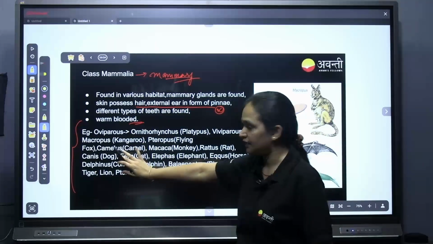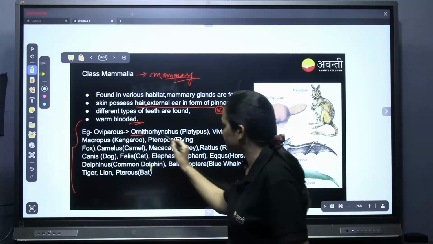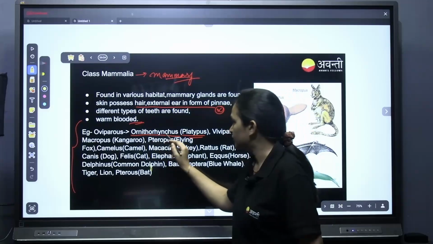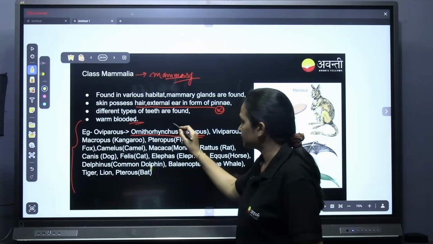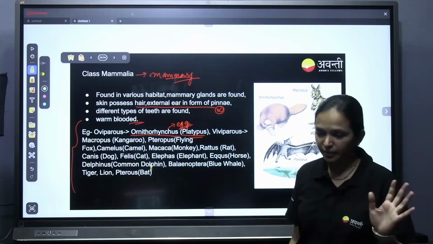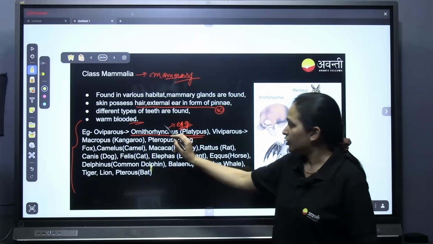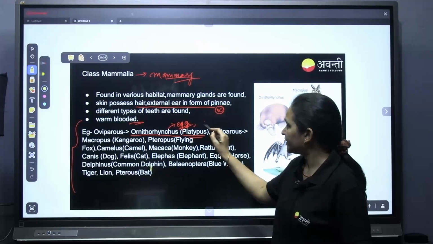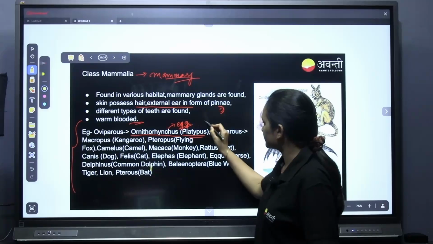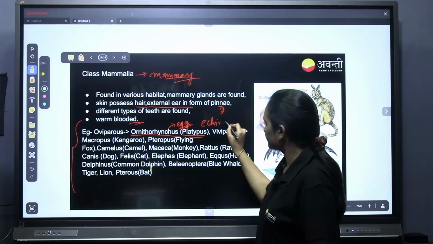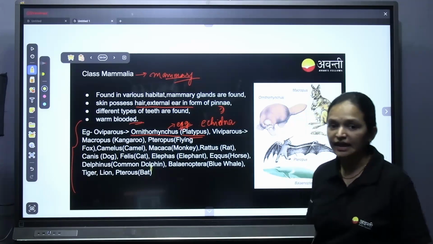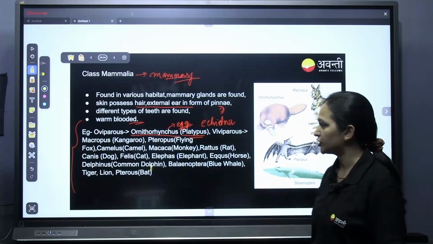All these examples are very important, especially this one, that is platypus. Ornithorhynchus is a platypus. This is an egg laying mammal, oviparous, not viviparous, oviparous. Platypus is oviparous, echidna is also. Platypus and echidna are egg laying mammals. This too becomes very important.